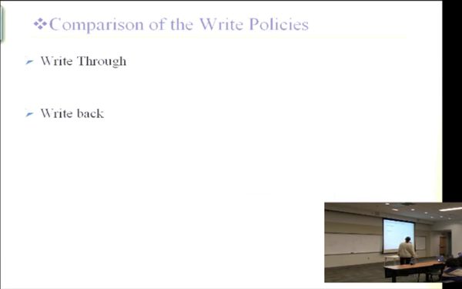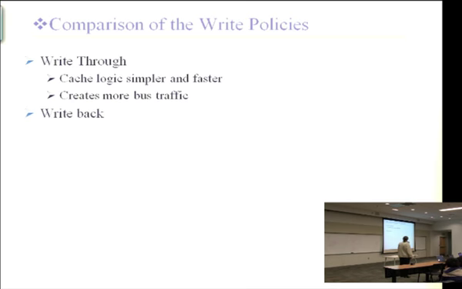So let's compare these two policies. Write through: obviously cache logic is simpler and faster, but it creates more bus traffic. Is that a good thing or a bad thing? Bus traffic. Bad thing. You're creating more potential for a hazard.